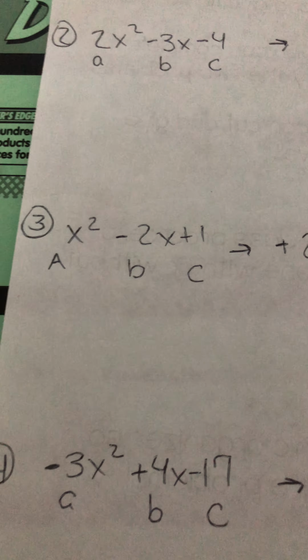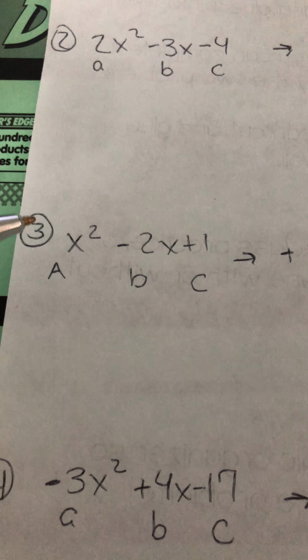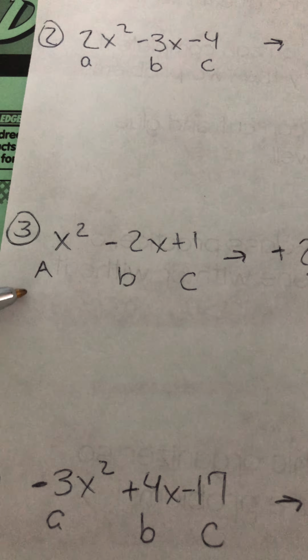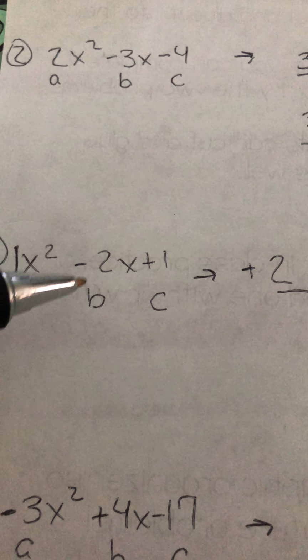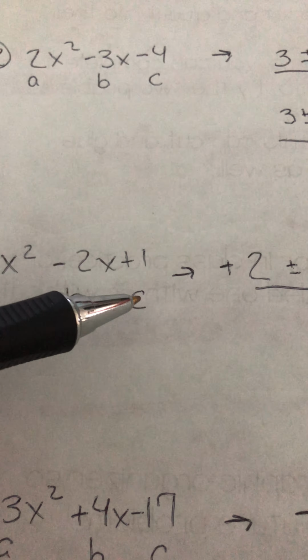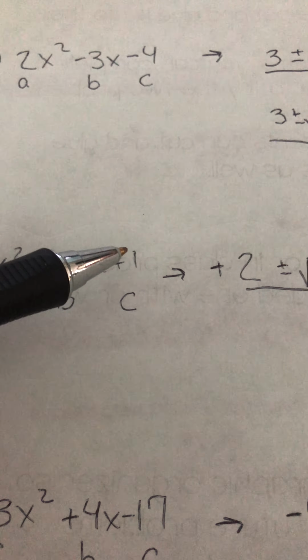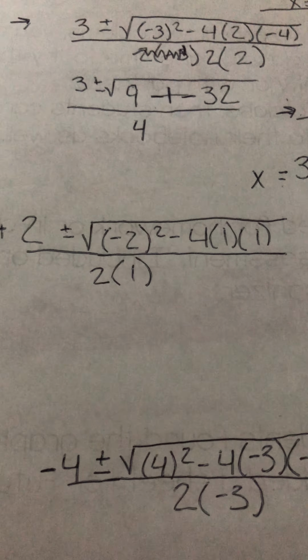3x squared minus 2x plus 1. So the number in front of x squared is your a. There's no number in front of x squared, so it's technically a 1. The number in front of x, b, is negative 2, and then the constant of 1 is your c value. Plug that into the quadratic formula, and then we solve for what's underneath the radical.